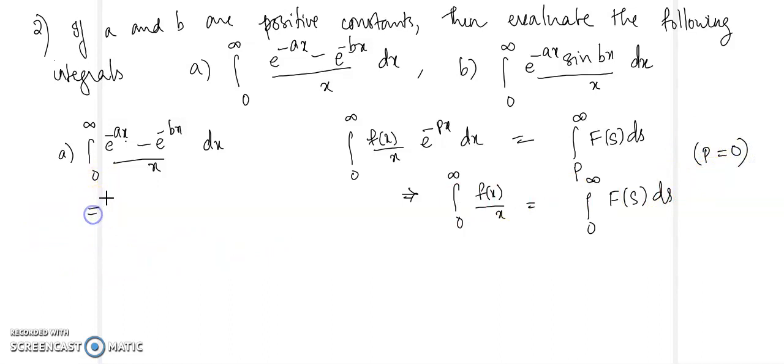So therefore this integral is in the form of the integral from 0 to infinity of f(x) by x. Now L of e raised to minus ax minus e raised to minus bx will be equal to 1 by s plus a minus 1 by s plus b. So 1 by p plus a, minus 1 by p plus b.